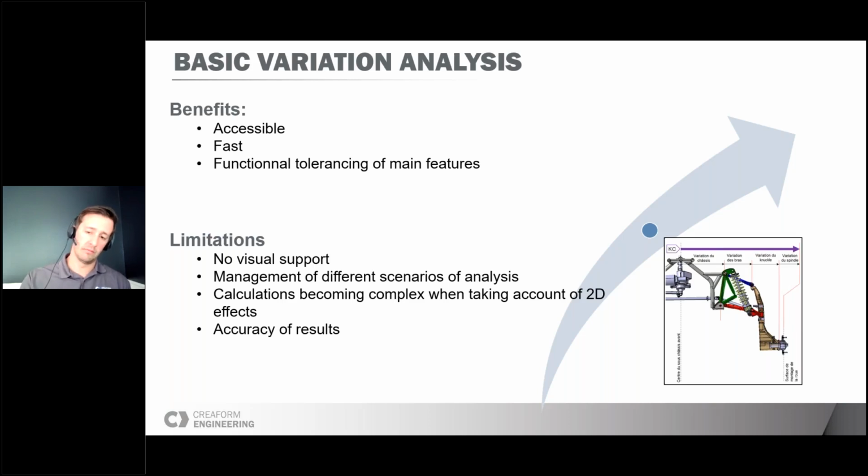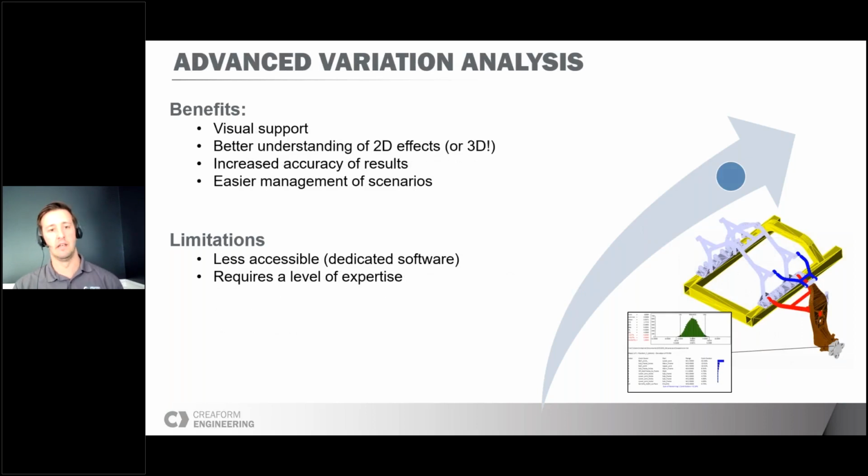So to improve this, the advanced variation analysis can be used for more complex assemblies, where it is really worth doing the analysis and you really want precise results. Then you can use dedicated software to do the analysis in a 3D environment. Here at Curaform, we are using 3DCS, and the benefits are, first, and this is a big one, you have really good visual support.